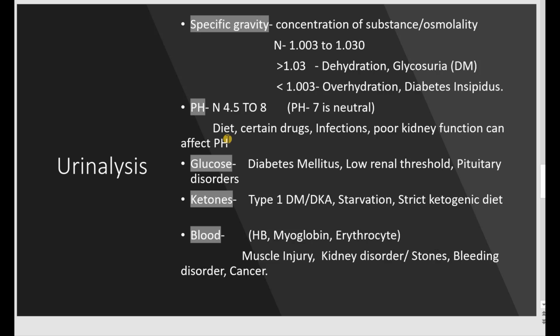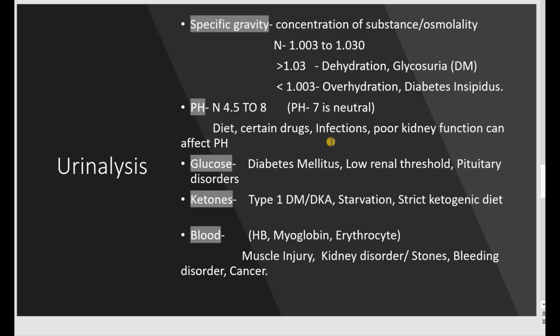But if the diet is vegetarian, more fruits and vegetables, it can cause alkaline urine. Certain drugs, example sodium bicarbonate or Diamox, these all are alkaline in nature, so these drugs can cause alkaline urine.